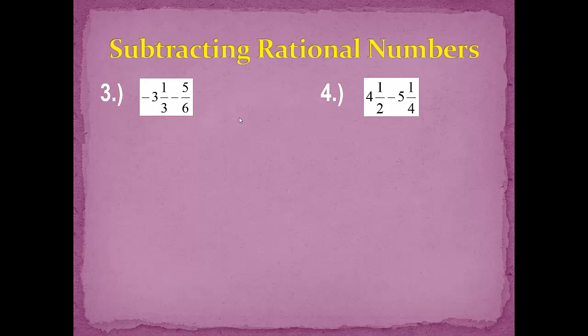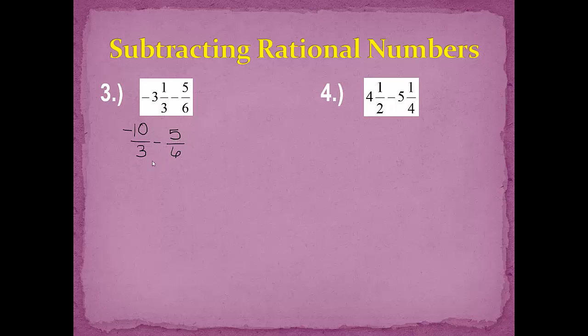Now we're going to be subtracting rational numbers. So for number 3, I have negative 3 1/3 minus 5/6. The first thing I'm going to do is make this into an improper fraction. So I'll do 3 times 3, which is 9, plus 1 is 10. So I have negative 10/3 minus 5/6.